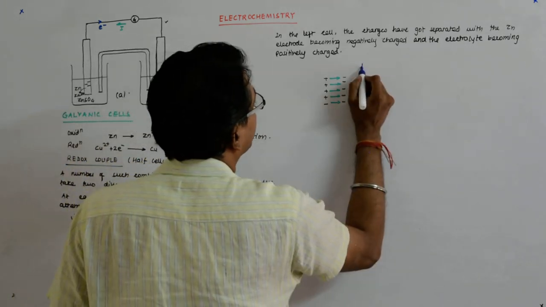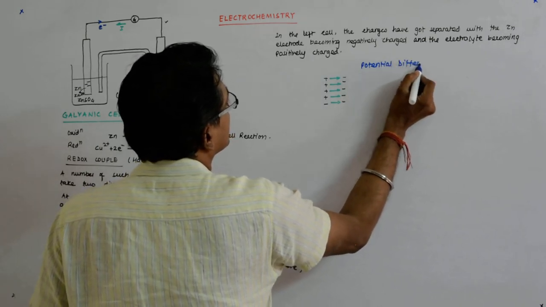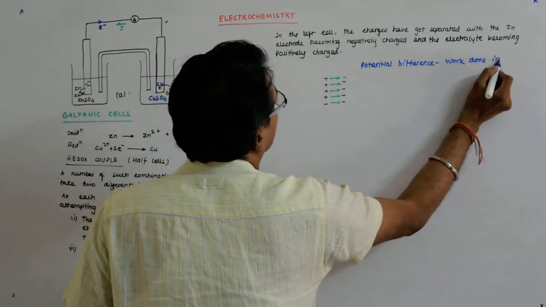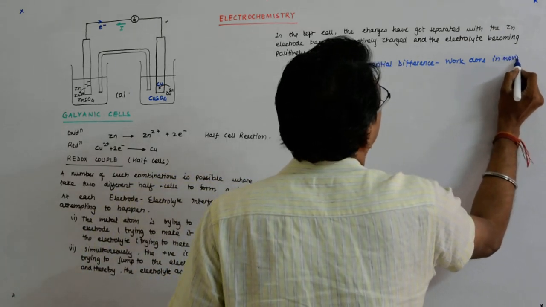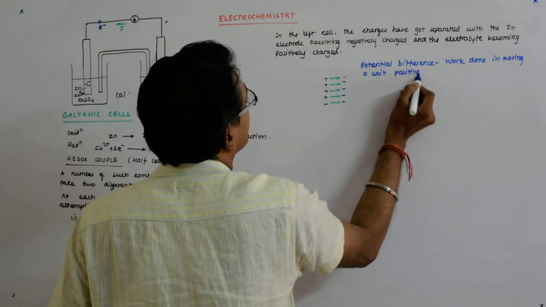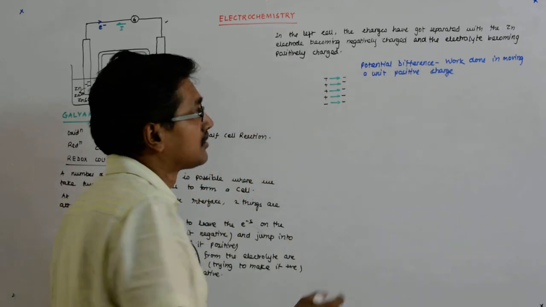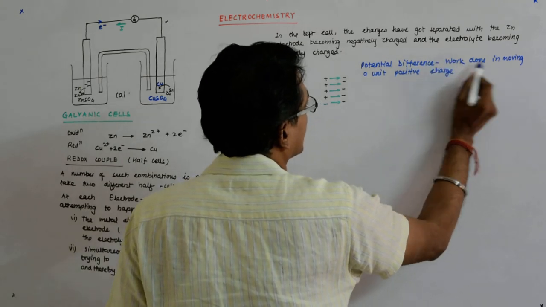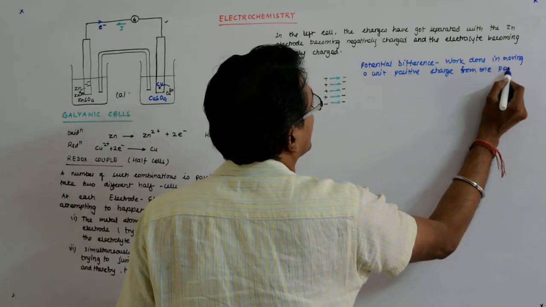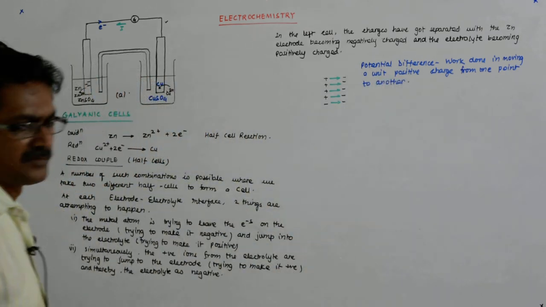So, what is potential difference? Potential difference is the work done in moving a unit positive charge, potential difference between two points, right? Potential difference is the work done in moving a unit positive charge from one point to another. Fine.